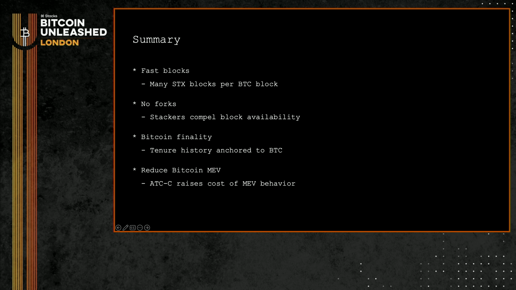And we reduce Bitcoin MEV through this new weighting function, ATC-C, which raises the cost for an MEV miner to participate profitably. They can still make some money, they just have to behave more like a normal miner to do so, thereby ensuring stackers continue to receive a stream of PoX payouts, thereby ensuring they will show up to sign blocks and they will show up to sign sBTC operations.